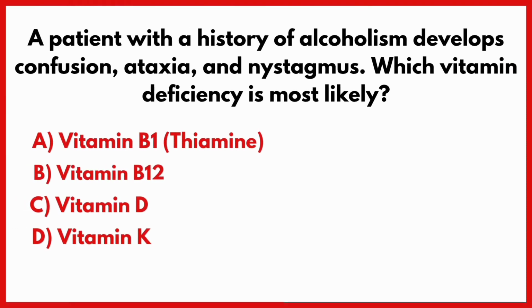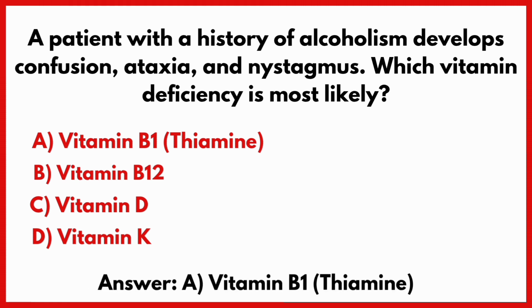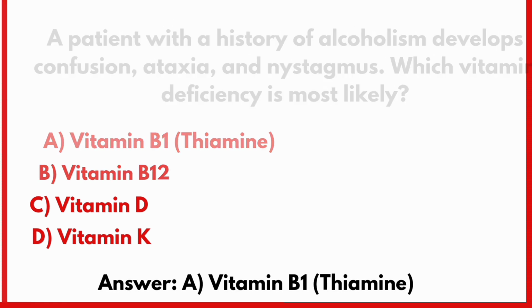A patient with a history of alcoholism develops confusion, ataxia, and nystagmus. Which vitamin deficiency is most likely? Correct answer is option A, vitamin B1.